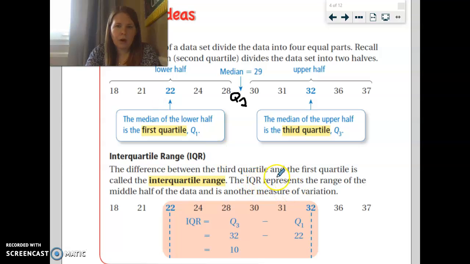The IQR represents the range of the middle half of the data and is another measure of spread. So it's showing you that middle part of the data. It's not looking at the really low numbers and it's not looking at the really high numbers. We're looking at the middle. So when I take this 32 and subtract 22, I get an answer of 10, and that's my IQR.